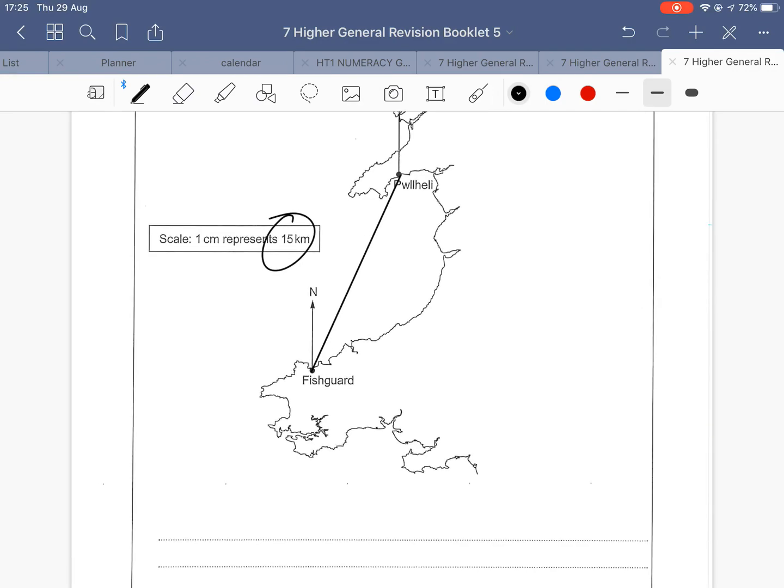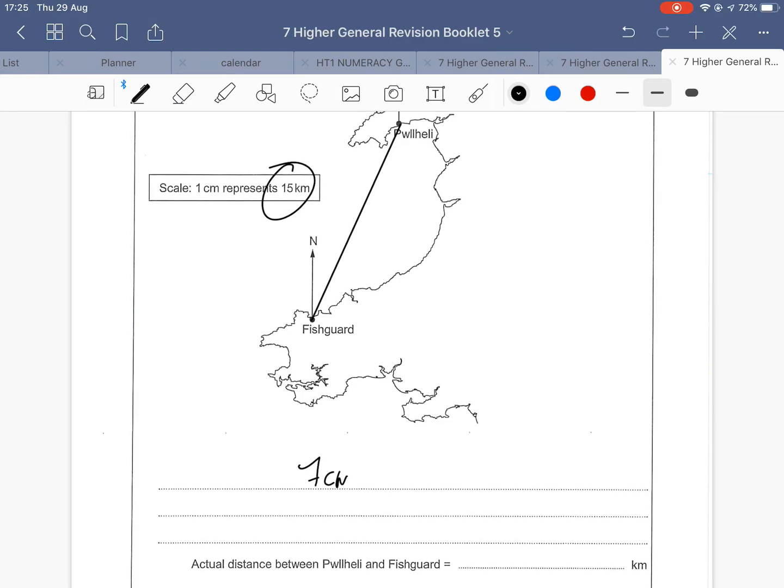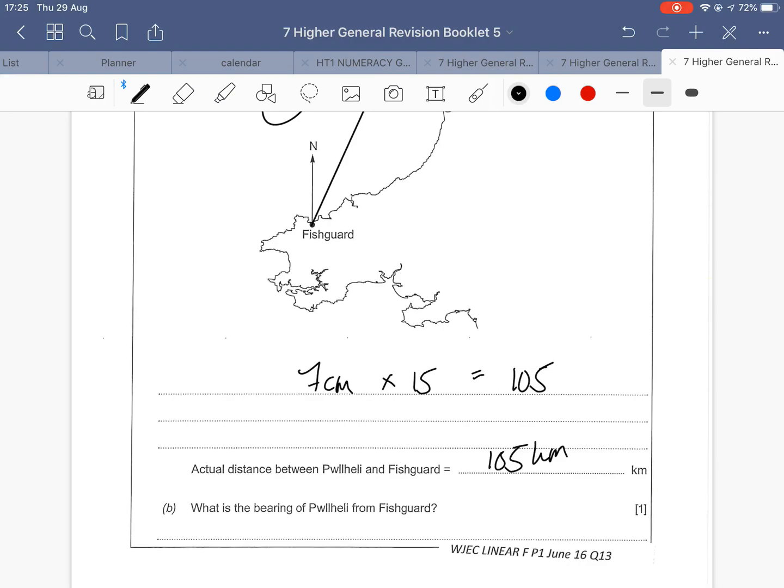Hang on, let me find a ruler. So on the page, I made that about 7. So 7 centimeters times 15 is 105. So it's 105 kilometers. What is the bearing of P from F?